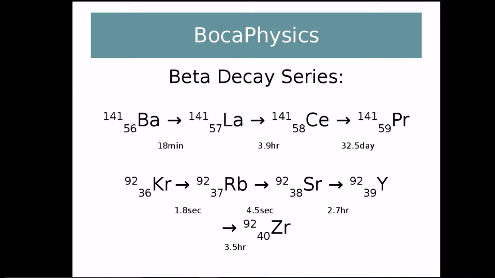The second series begins with krypton-92, which decays into rubidium-92, which decays into strontium-92, which decays into yttrium-92, and ends with the stable nuclide zirconium-92. Notice in each of these series, the duration of half-life increases as the series goes to the right.